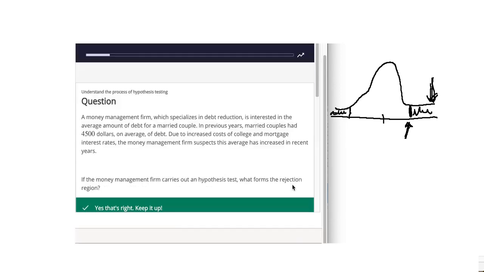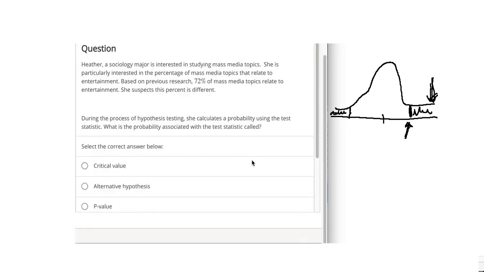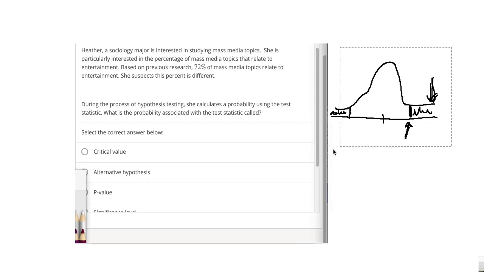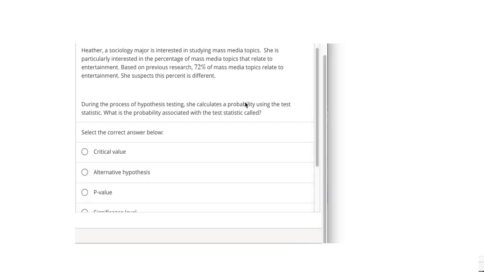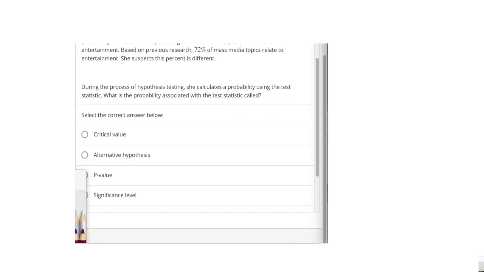Hopefully we can get one more here. Okay, so you can really just jump to the end with these. You could read the word problem, but what is the probability associated with a test statistic called? Loosely, I guess that's the p-value here.